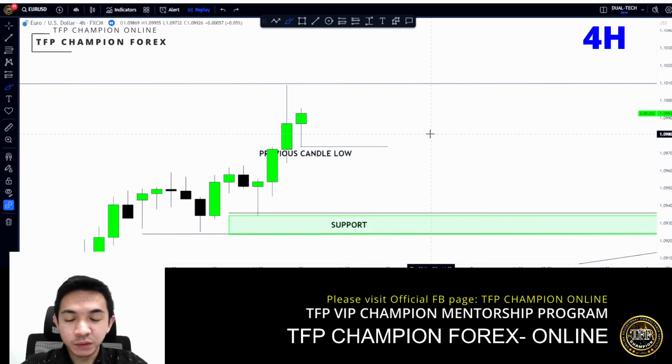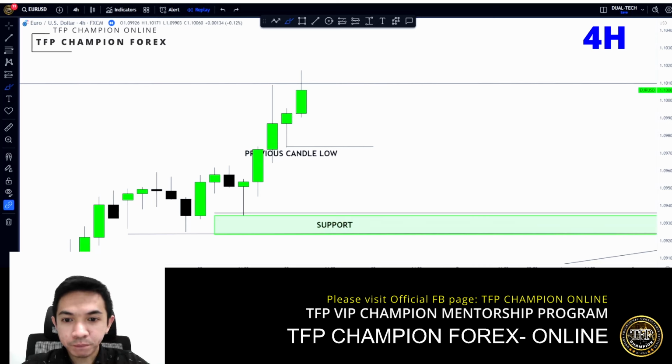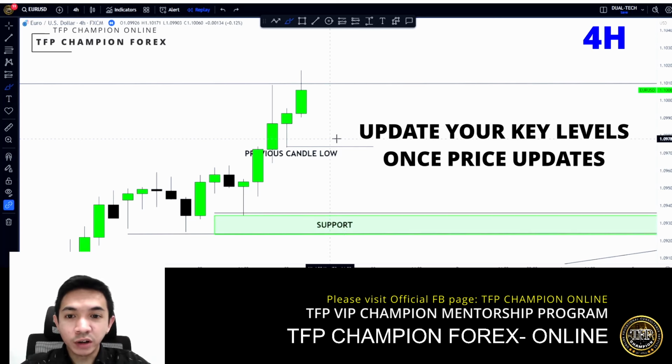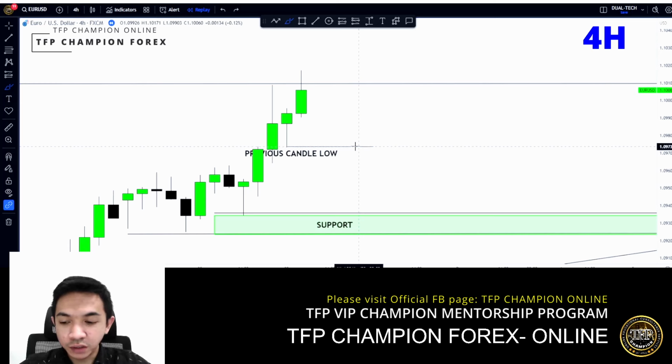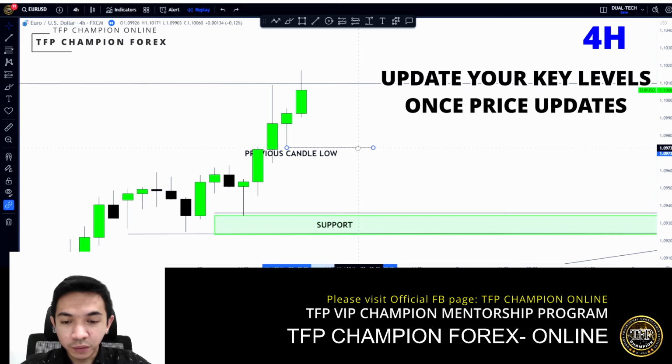So now we have the previous candle low. What I want is a break. Let's see what happened. Okay, instead of a momentum change going down, there was another bullish candle, which means this is still a bull run. So the buyers still have momentum. That is where I update my key level. Remember, this line is significant on the lower time frame. From here, I move it to here. That is where the updating of the key level happens.